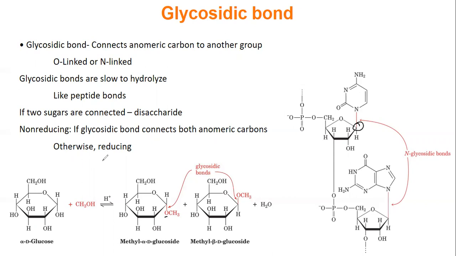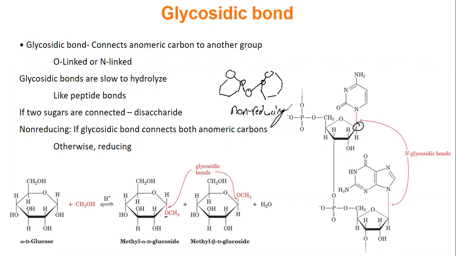Reducing and non-reducing. So in your disaccharide, if both of your anomeric carbons are in a glycosidic bond, or if they're connected to each other, I'll draw that. I'm just going to draw very simple sugars. OH, OH. So here are my anomeric carbons, because they're the carbon connected to two oxygens. And let's say I had a glycosidic bond. I have an O-link glycosidic bond connecting them. So oxygen, connect, connect. This is called non-reducing.